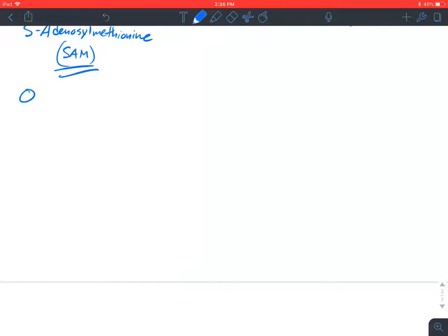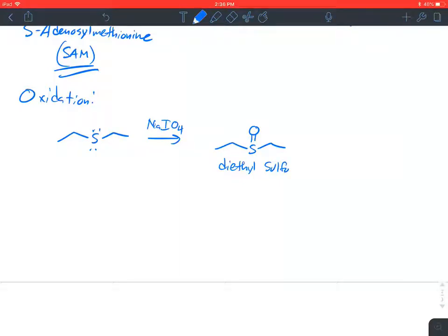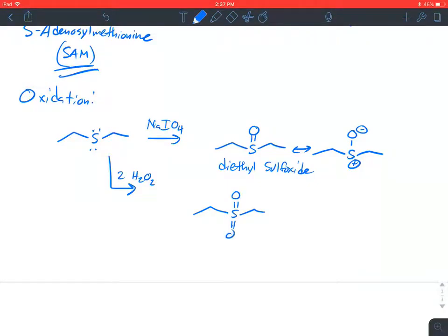One last thing we can do with sulfides, with thioethers, also called sulfides, we can oxidize them. We cannot do this with a standard oxygen type ether. So if we use sodium periodate, we can put a double bond to the S. So this would be called diethyl sulfoxide. Sometimes also written like this, resonance structure. We could also use 2 equivalents of hydrogen peroxide to essentially add 2 SO double bonds, and this is called a sulfone. So just some ways of oxidizing sulfides.